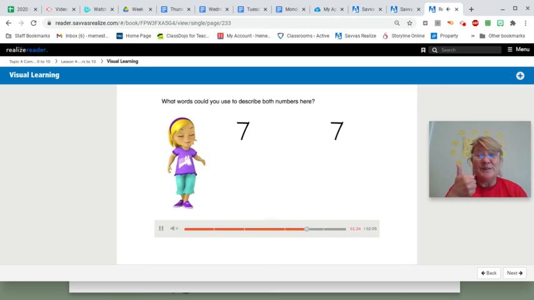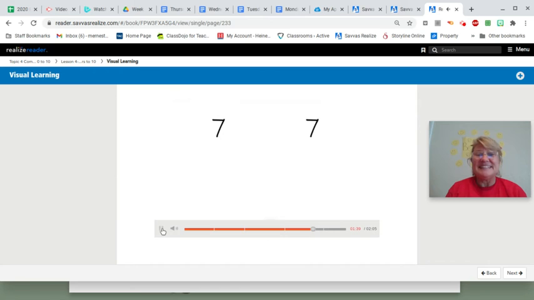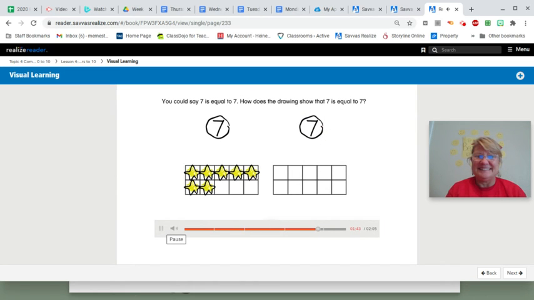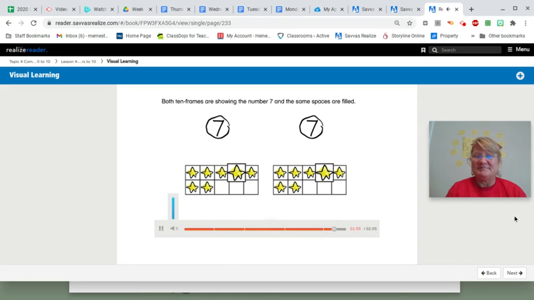What words could you use to describe both numbers here? Those numbers are equal. You could say 7 is equal to 7. How does the drawing show that 7 is equal to 7? It's the same number of stars, isn't it? Both 10 frames are showing the number 7, looks like, and the same spaces are filled.